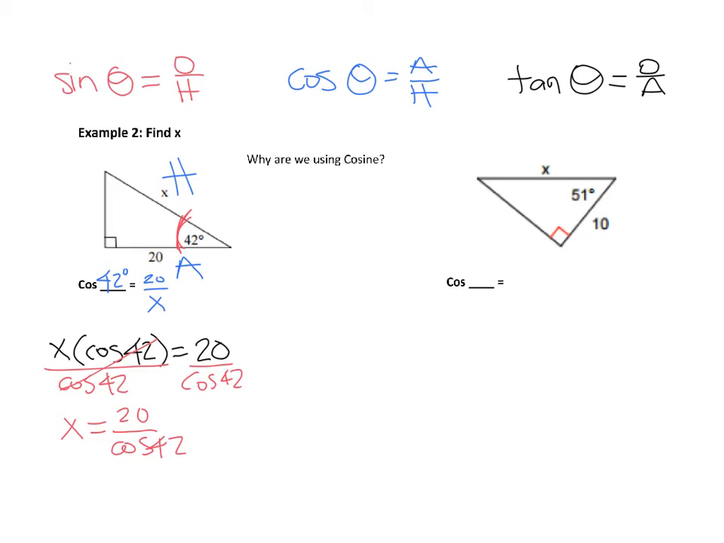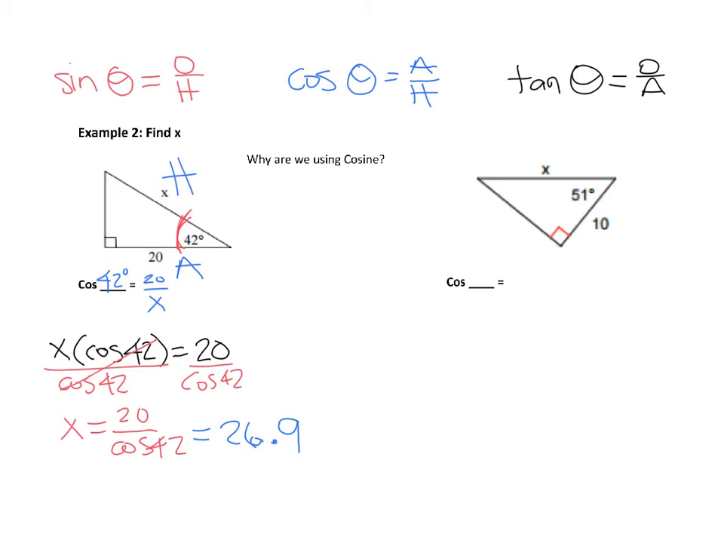So let's actually work that out. 20 divided by cosine, so make sure you use cosine, of 42 is an answer of 26.91. So we'll say 26.9 would be our answer for that first problem.